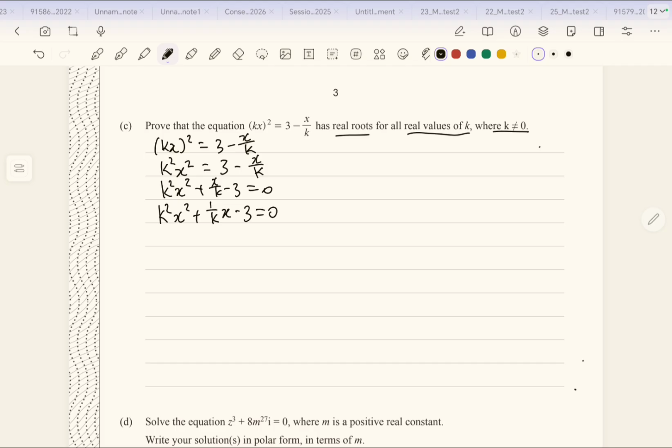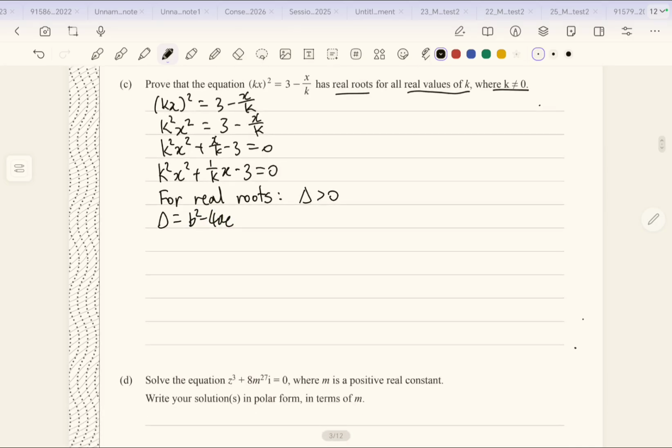Now it's asking to prove that the equation has real roots. So communication is key in the exam with the marker. So for real roots, the discriminant must be greater than 0, because we've got to determine whether it has real roots or not, and we use the discriminant for it. Discriminant equals b squared minus 4ac. So b squared minus 4ac must be greater than 0.